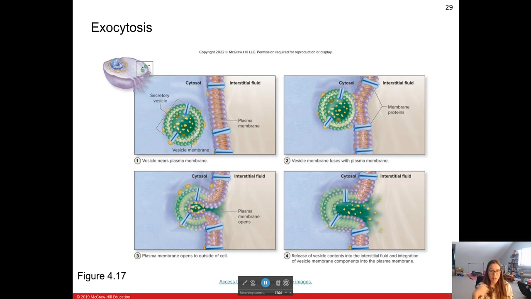All right, so that is our review of membrane transport and resting membrane potential, and this is sort of a preview. We'll talk a little bit about nerves and muscles in our next unit.